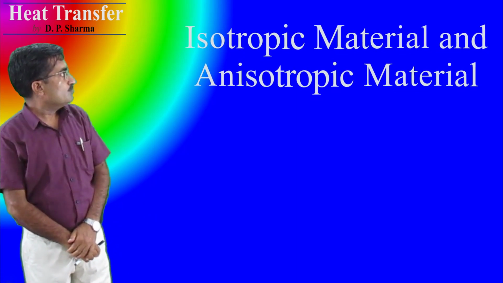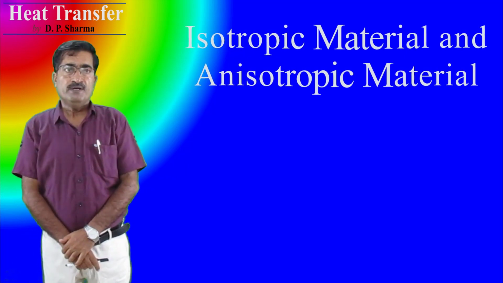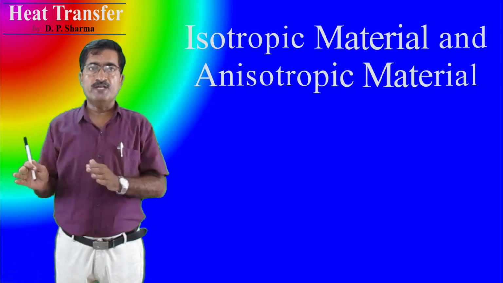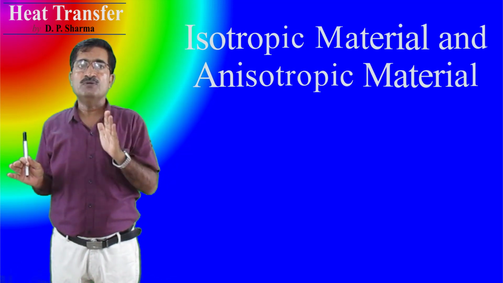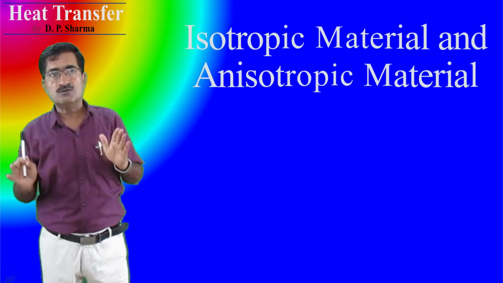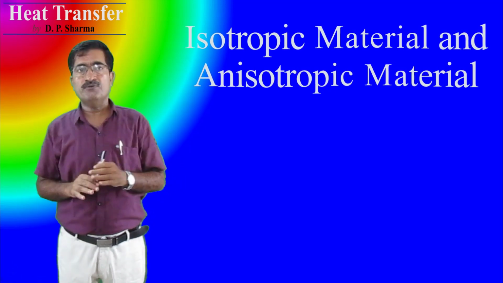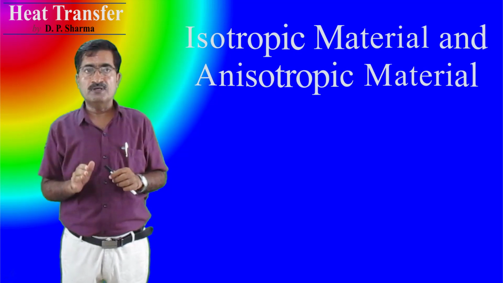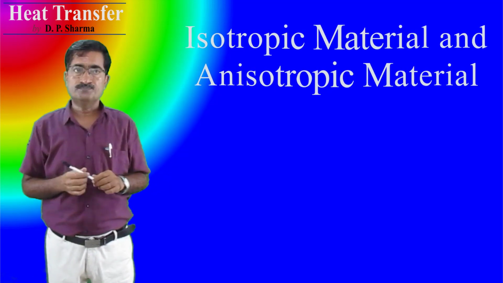Now, isotropic and anisotropic material. If the thermal conductivity of material does not vary with change of direction, or its value is the same in all directions, then the material is called isotropic material. If the thermal conductivity of material depends on the direction of heat flow, the material is called anisotropic material. For example, wood.